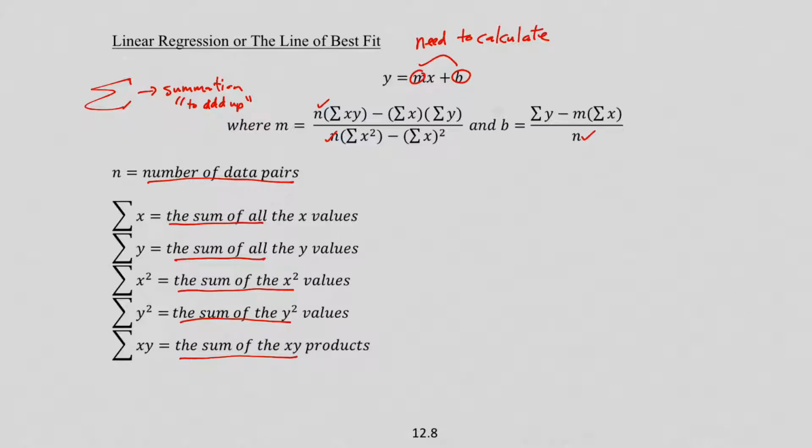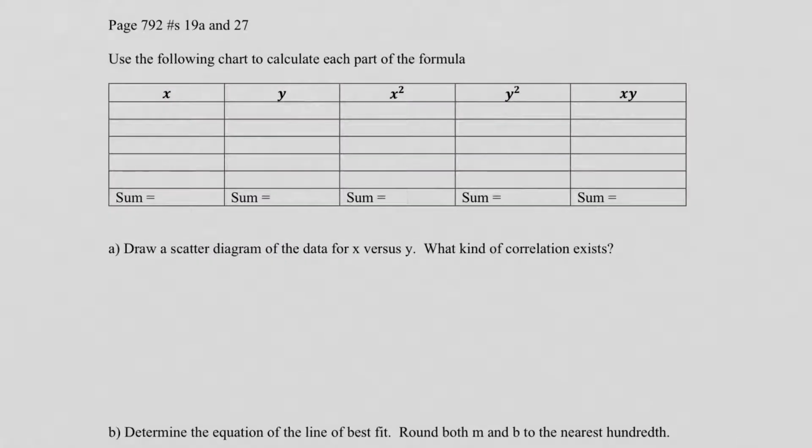Now, we're going to use this formula on the other page. This is just the breakdown of it, but we're going to use an example to get all these values, but this is going to take some time, and you're going to have to use a chart to be able to do this. Okay, so let's get started with page 792. Numbers 19 and 27. These are basically the same problem, but we're going to do 19A only.